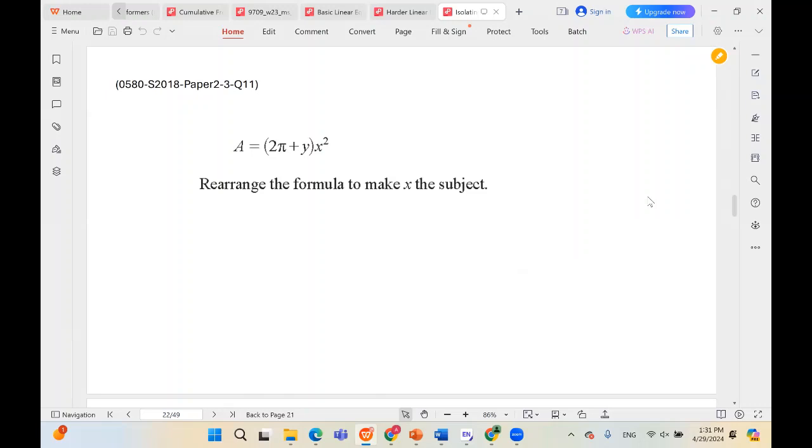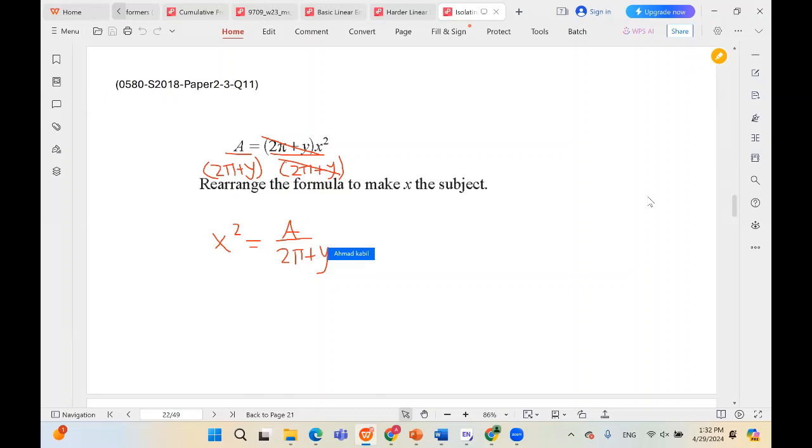Here you want to make x the subject. So first, let's get rid of the bracket next to the x. Okay, let me rewrite this. So we divide both sides by the same expression, which is basically 2 pi plus y, left and right. Now these will cancel out. So you end up with x squared equals a over 2 pi plus y.